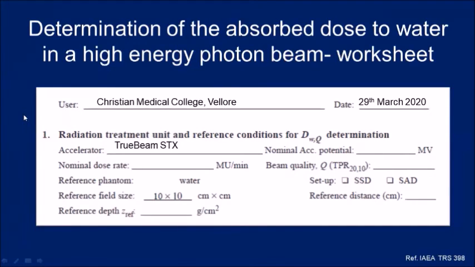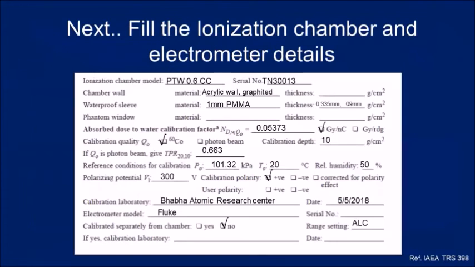I'm doing for TrueBeam STX at 6 MV and my nominal dose rate is 600. My beam quality TPR 20/10 I measured is 0.663. And I said I will do for SSD technique, and my reference depth is 10 gram per centimeter square or 10 centimeter depth. And my reference distance is 100 centimeters.